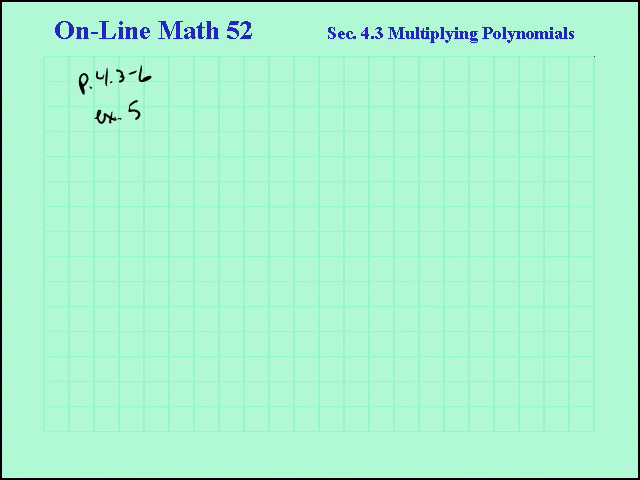Now they're very similar to each other. I'm going to do just 5B, which says 2x minus 3 times 6x squared minus 5x. This time it's 2 terms times 2 terms. Binomial times binomial, but the process is the same.